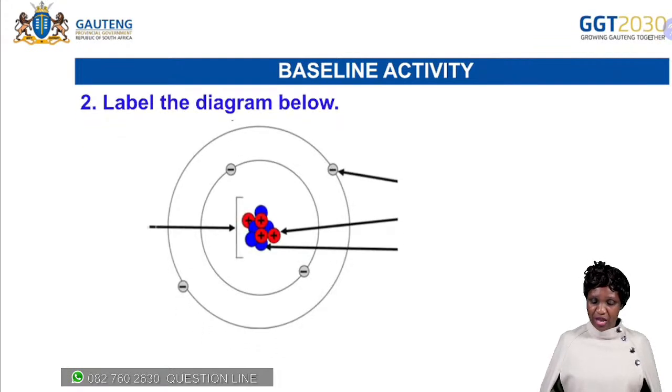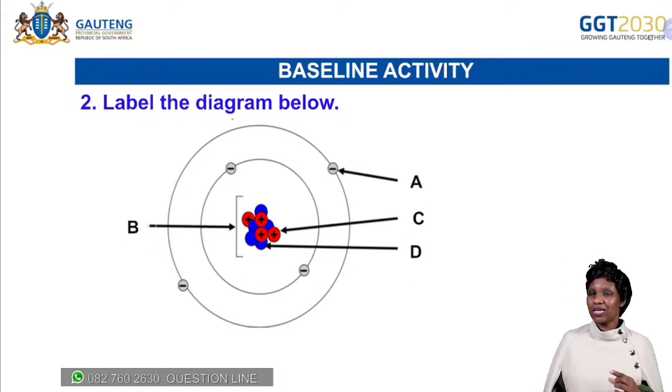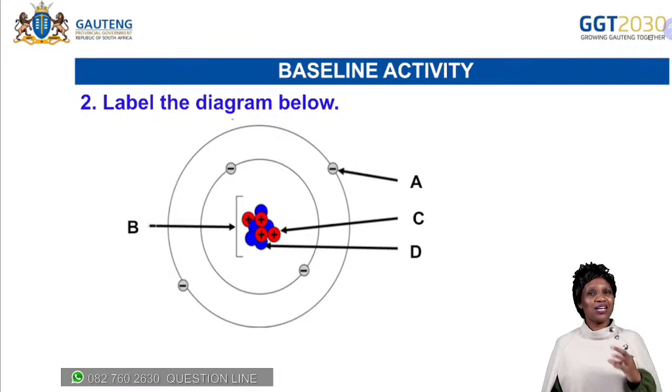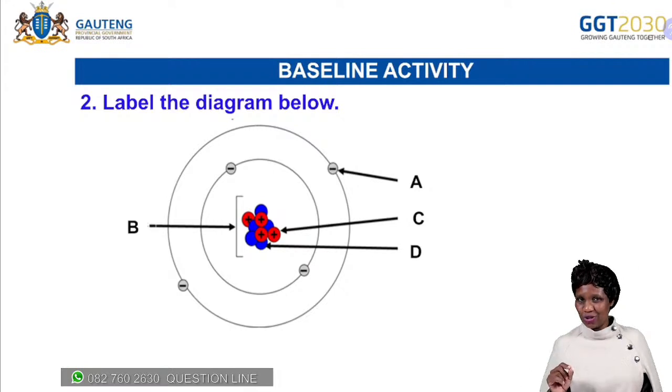Label the diagram below. How do we label the diagram? Remember the structure of an atom. We are looking at the subatomic particles, and then we are looking at the nucleus. What does the nucleus have? Remember, we said in the nucleus we've got the positively charged protons, and then we've got the neutral neutrons. They don't have a charge, they are neutral. And then what is orbiting around are the electrons, and they are negatively charged. Do you get that? Good, grade 8.